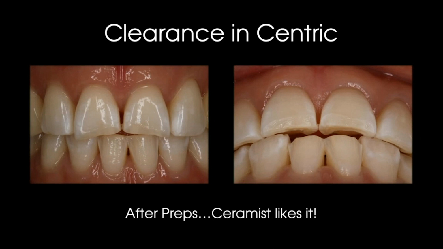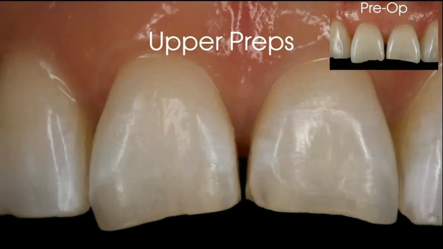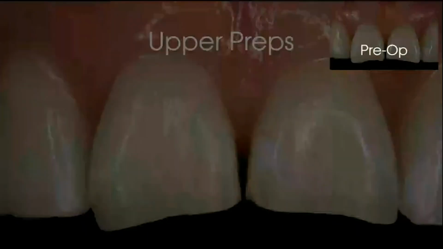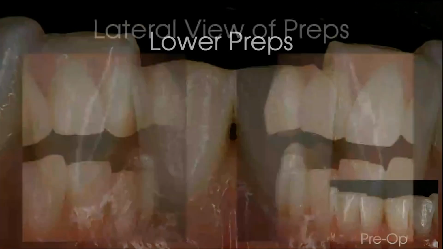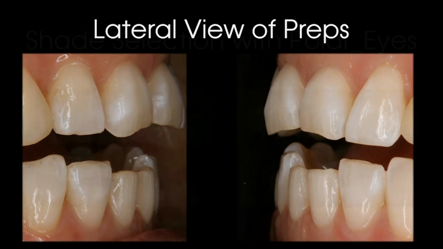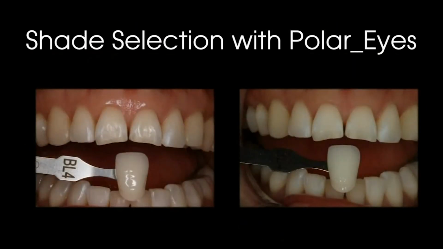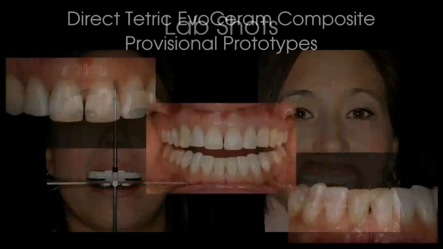And the upper one, we did nothing except put a margin line in. And so the upper preps pre-op look like that. And the lower preps pre-op. And the lower preps look like that, okay, before cementation. So here's the lateral view of the preps. So just a light margin on the upper, a finish line, so the lab knows where to finish it. On the lower, it's a minimally prepped veneer. Shade selection with a polarized to confirm, and these shots are just for the lab to be able to see.